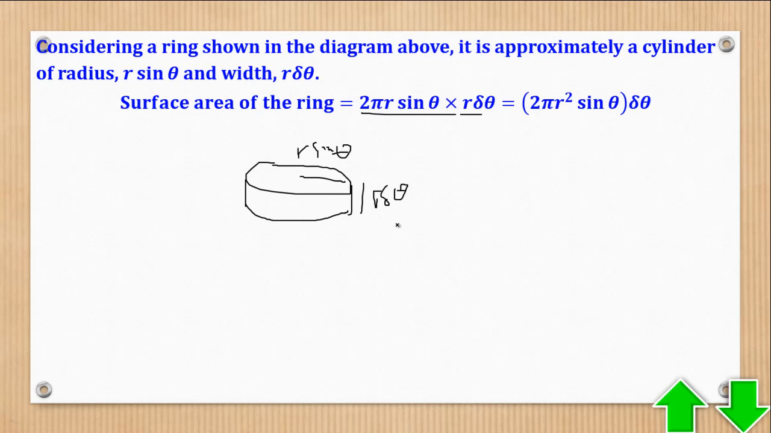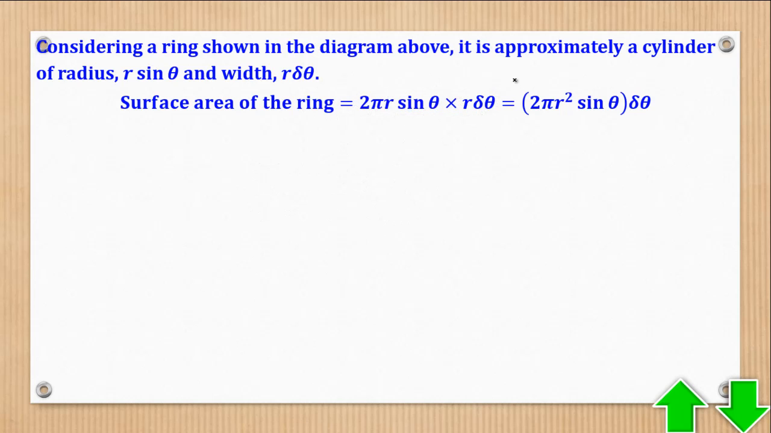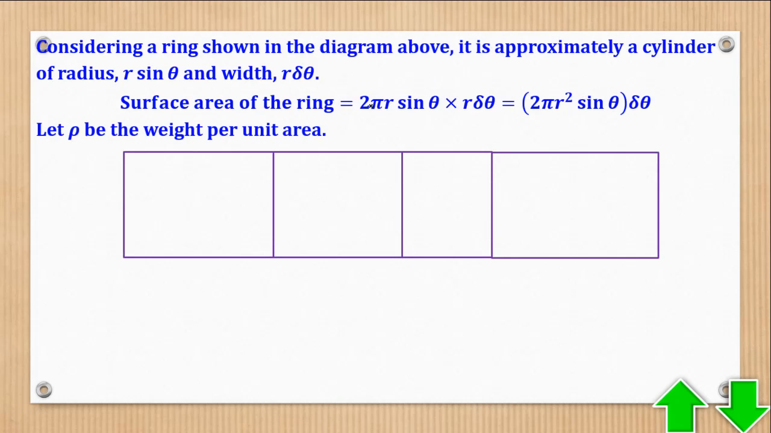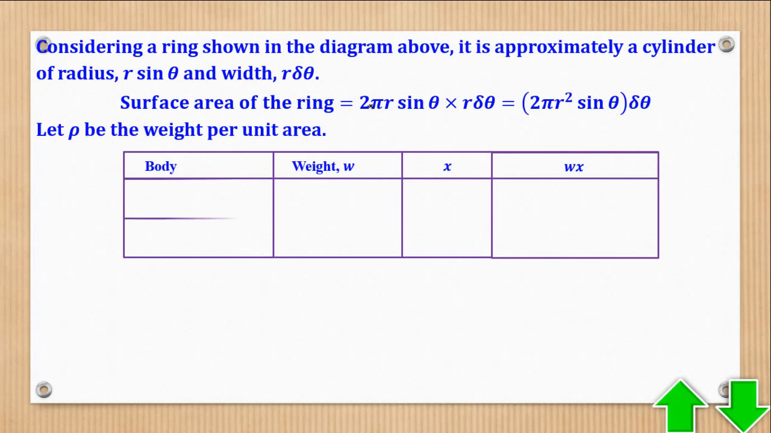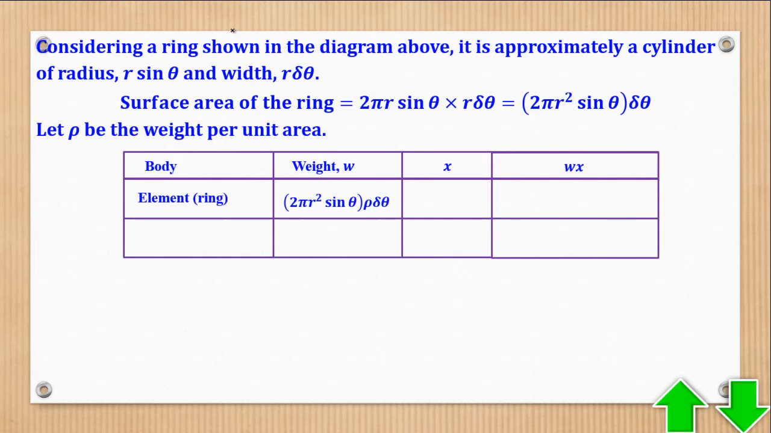So the surface area will be the circumference, which is 2 pi r, 2 pi times this radius, then times the height, which is r small change in theta. Collect like terms, you come up with this. Let rho be the weight per unit area. So we shall tabulate. We shall get the element, which is the area times rho, then the x coordinate is that product.